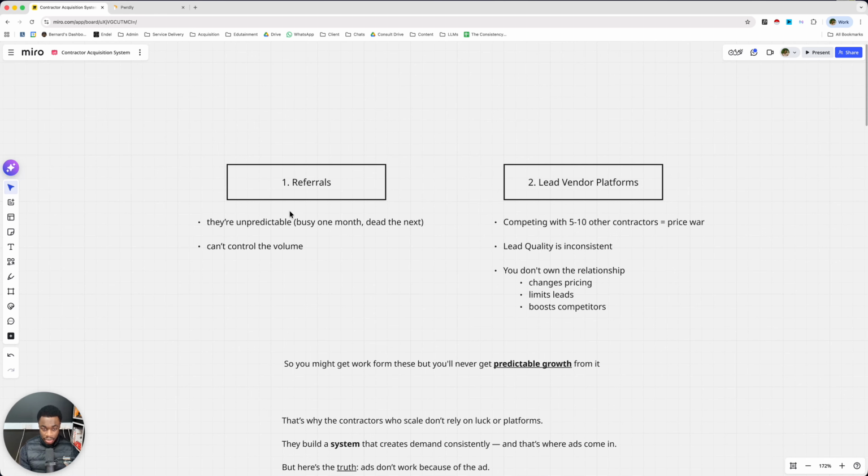However, I'd like to mention a positive with referrals: when they come in, they tend to be a lot hotter than any other source of getting leads in. So that's one thing to note.